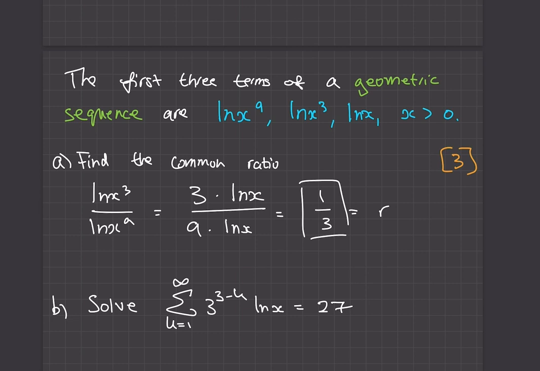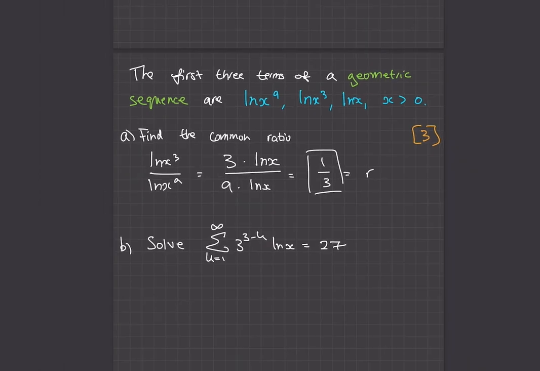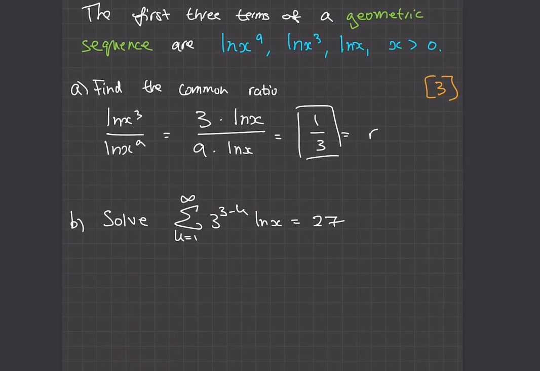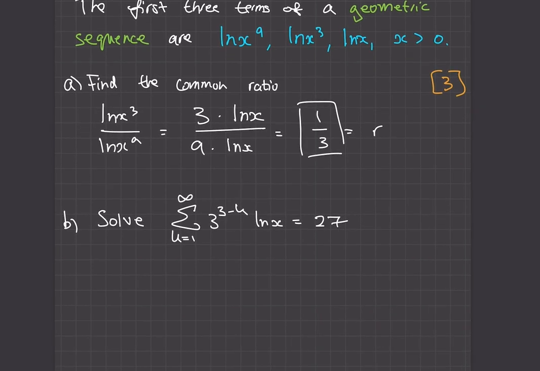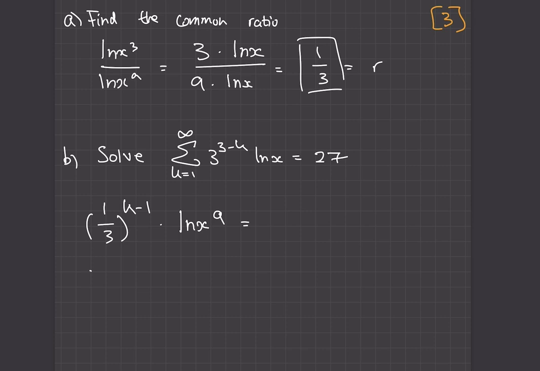Of course, this just comes from one of the properties of logarithms that's given to you in the formula booklet. Now, the next part is solving this infinite sum. You'll notice the infinite sum looks similar to the geometric sequence that we have over here, and actually I think we'll find that it's the same. This sequence that we found is given by (1/3)^(k-1), because k starts from 1, times ln x^9. Well, 1/3 is the same as 3^(-1), so that's 3^(-(k-1)), which is 3^(1-k), times ln x^9.